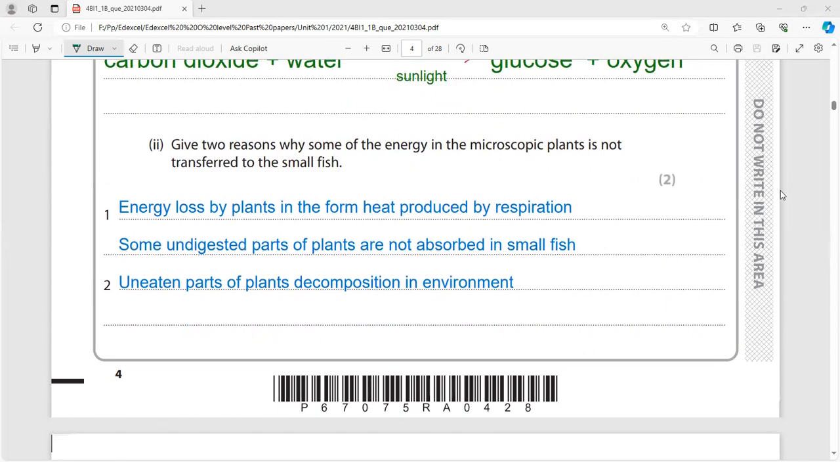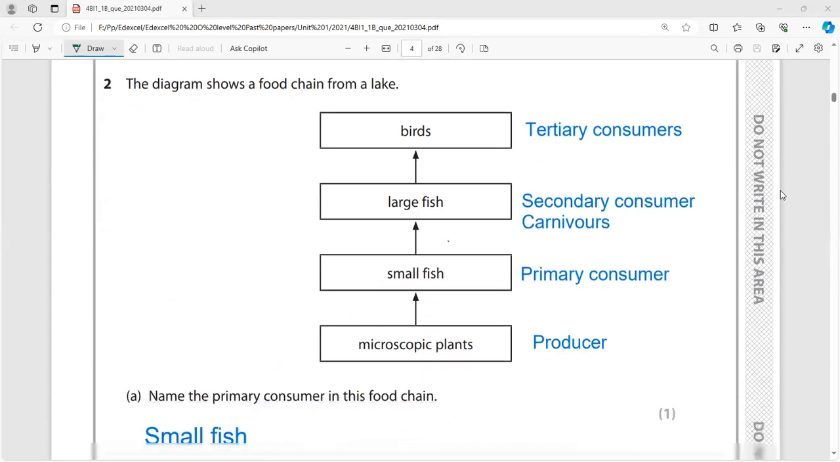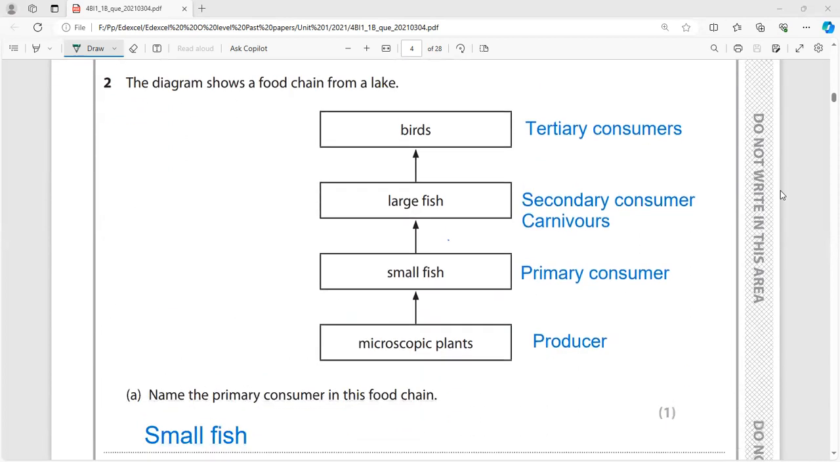Give two reasons why some of the energy in the microscopic plant is not transferred to the small fish. So we can see why some energy is not transferred: in a microscopic plant, 100% energy is present, but only 10% energy will transfer from the microscopic plant to the small fish. So what is the reason? Because the 90% energy is lost in metabolism, in growth, in daily life activity, and in the form of heat.